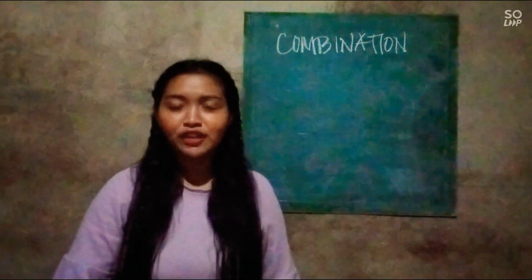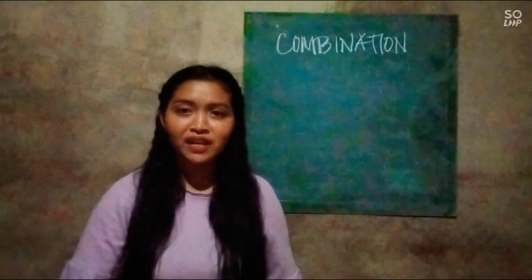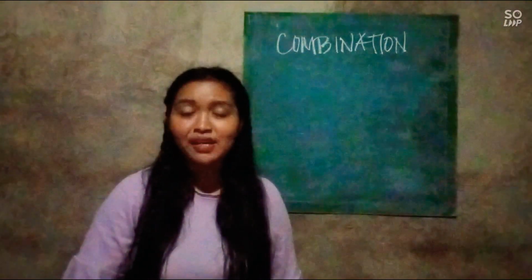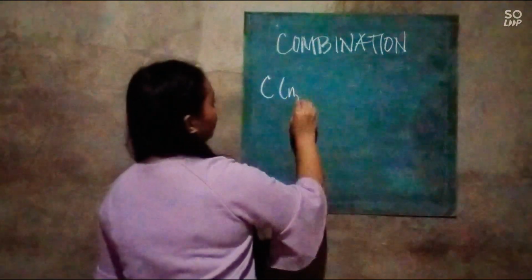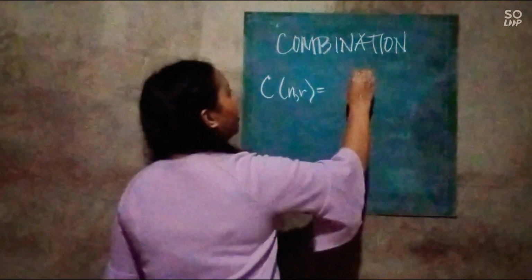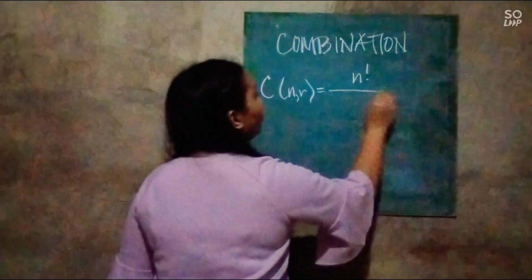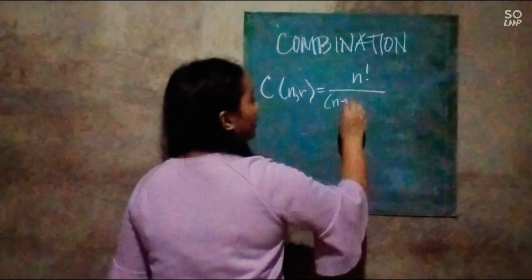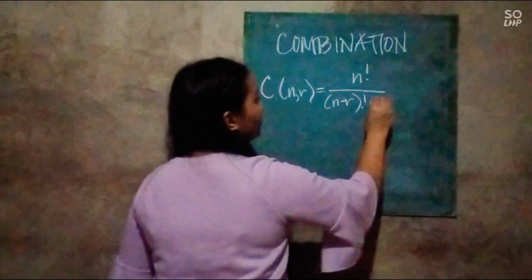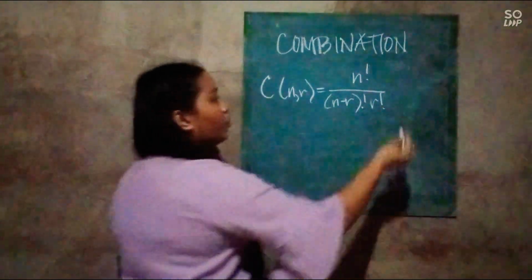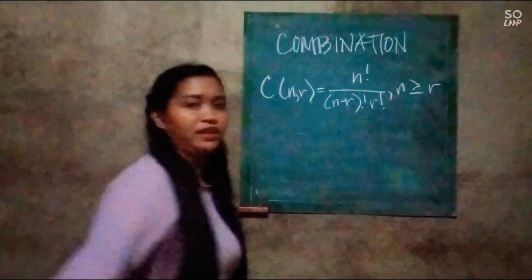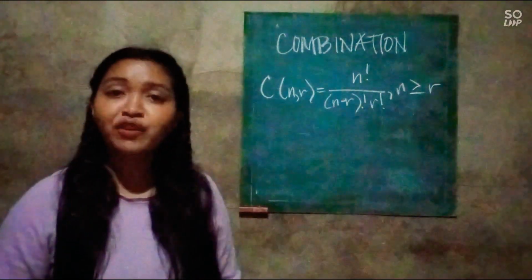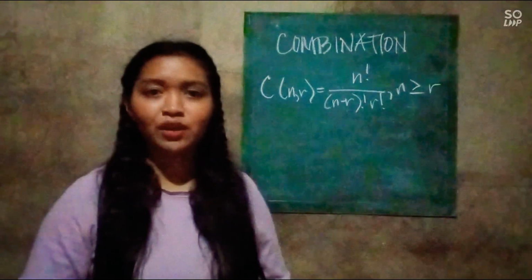The number of combinations of n objects taken r at a time is given by n factorial all over n minus r factorial times r factorial, where n is greater than or equal to r. And n is the number of objects and r is the number of selections.